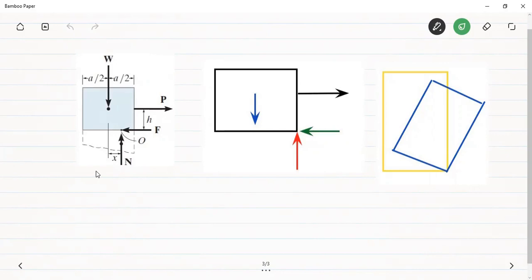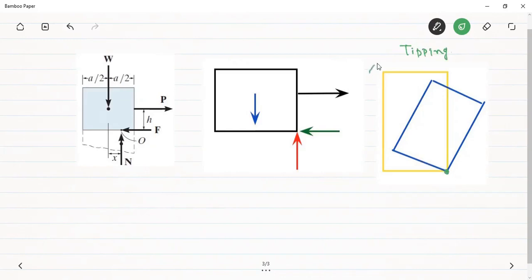Also, one can see that now there are two cases which we have to study. First is tipping and second is slipping. First of all we'll move to the condition of slipping. In slipping, the contact between the ground and the block is not lost at all the points of contact. But in the case of tipping, only one point will remain in contact with the ground.